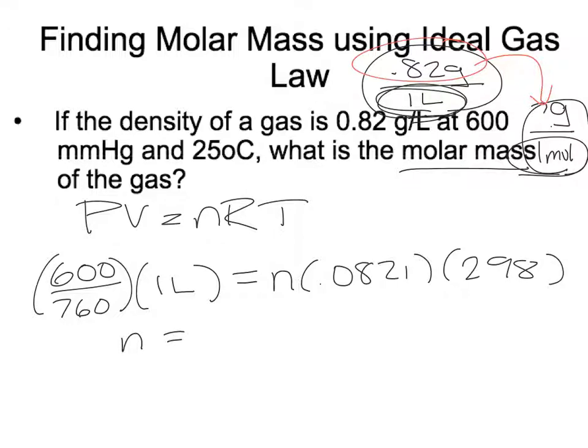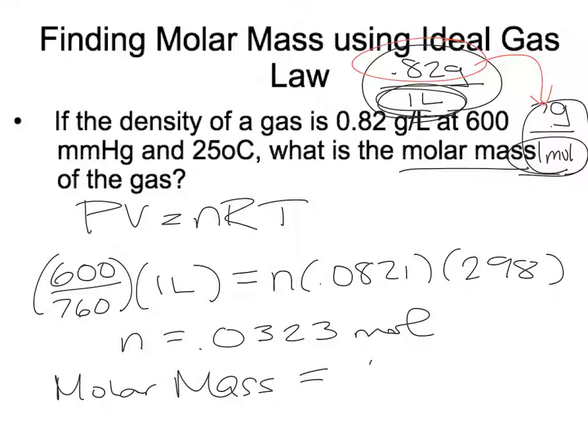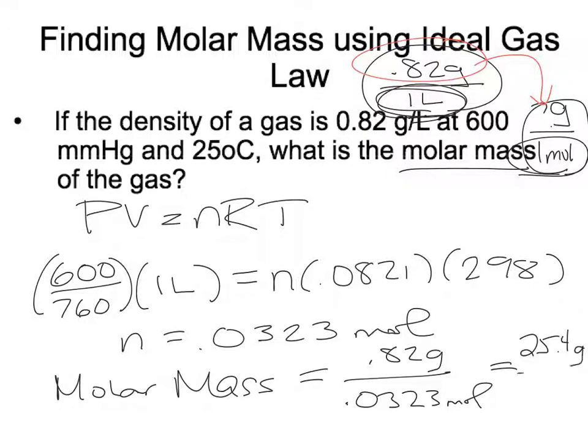So we're going to get the moles here, and I think that's 0.0323 moles when you calculate that. So the last thing we're going to do is we're going to take that 0.82 grams. So the molar mass is going to be 0.82 grams divided by 0.0323 moles. And so when you take 0.82 and divide it by 0.0323, you should get 25.4 grams per 1 mole. And that's what we want.